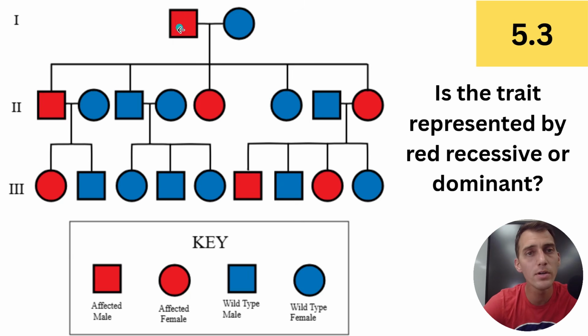Do you think whatever disease or genetic trait here is labeled in red, do you think it's dominant or recessive? All right, well, let's take a look. Pause this if you want to try it for yourself. All right, I'm going to talk about it right now, though. Here we go. Here's grandpa. Grandpa has this trait, okay, grandma doesn't.